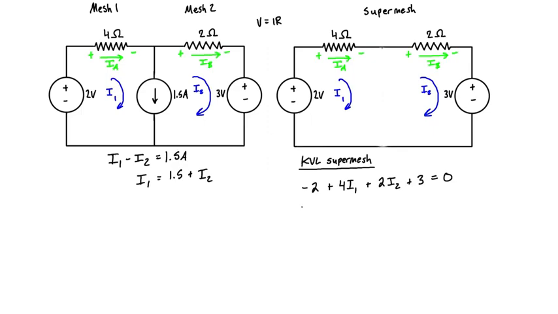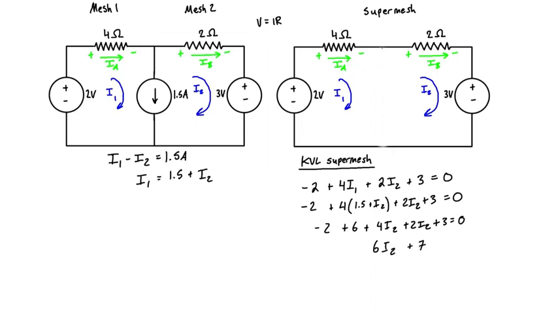Alright, now we can just simplify this a little bit. So we've got minus 2 plus 4I1, and we have I1 right up here. So it's 1.5 plus I2 plus 2I2 plus 3 is all equal to 0. Alright, we can simplify that a little bit more. So we have negative 2 plus 6 plus 4I2 plus 2I2 plus 3 is equal to 0. So we've got 6I2 plus 7 is equal to 0. I2 is equal to negative 7 over 6, and that also means that I2 is equal to negative 1.167 if you prefer decimal places, and that is amps.